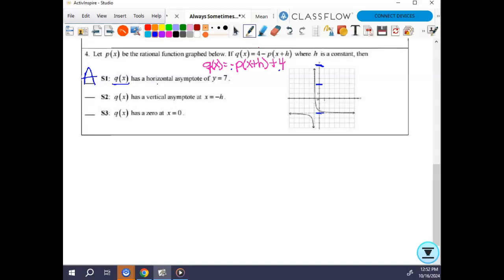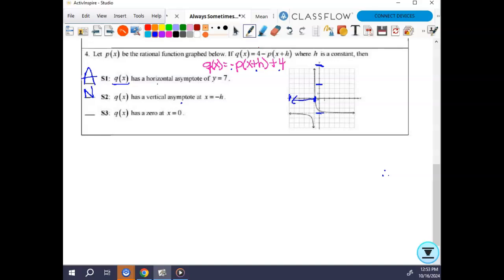This says vertical asymptote at x equals negative h. Negative h would mean that I'm going to move to the left h. I'm starting at negative 1. If I start at negative 1 and move to the left h units, is it possible for me to end at negative h? No, because I started at negative 1, right? I can't get there, so this is a never. Does that make sense? That's why that's not possible at all.